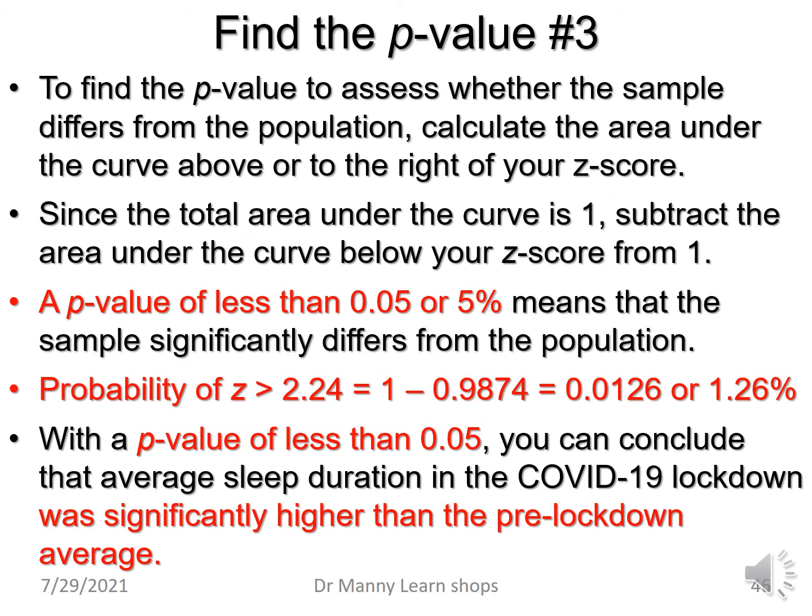To find the p-value, to assess whether the sample differs from the population, calculate the area under the curve above or to the right of your score. Since the total area under the curve is 1, subtract the area under the curve below your z-score from 1. A p-value of less than 0.05 or 5% means that the sample significantly differs from the population. So the probability of Z being greater than 2.24 equals 1 minus 0.9874, which is equal to 0.0126 or 1.26%. With a p-value of less than 0.05, you can conclude that the average sleep duration in the COVID-19 lockdown was significantly higher than the pre-lockdown average.